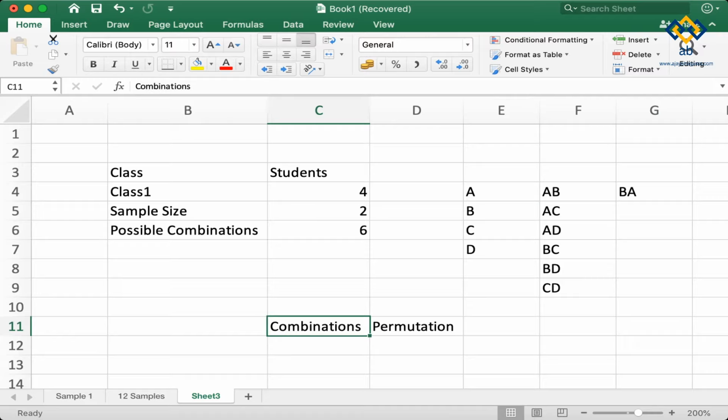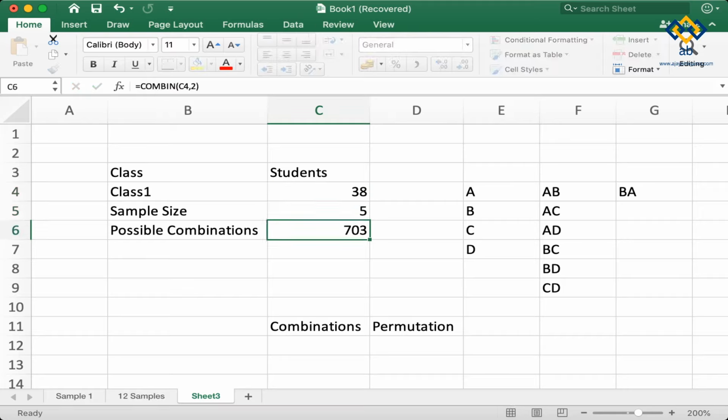So now, let us make this class size 38, which is our case, and let us make the sample size 5, right? Let us come to this formula, and instead of 2, let us select this, right? And let us come to this number. So this is how much?